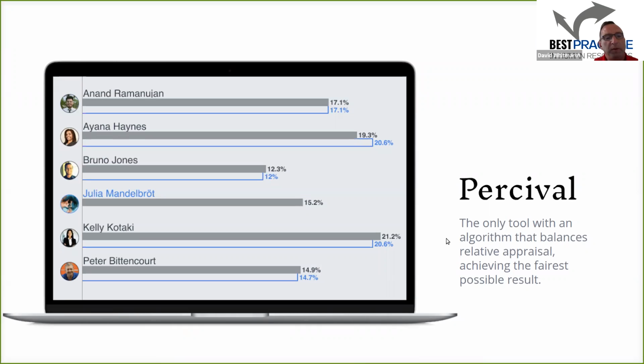So how many people can you run? You can use multiple scales. How many people can you put in one project? Do you have any max number on that? There is no max number. We had teams running up to 65 people in the same appraisal round, but there is no maximum.